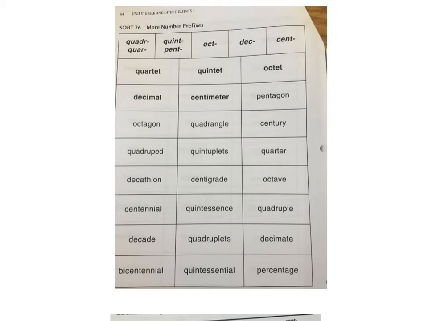Bicentennial is bi, so you're dealing with 2, and then cent, so you're dealing with hundreds, so 200 years. Bicentennial. Like in 1976, America started to celebrate the bicentennial since 1776. Quintessential, talked about that one, and percentage. Per is like per, and then cent is 100, so per 100, that's why 100%, so you're dealing with hundredths there. You can pause the video and write down and sort your words, and then I will go ahead and look at them.